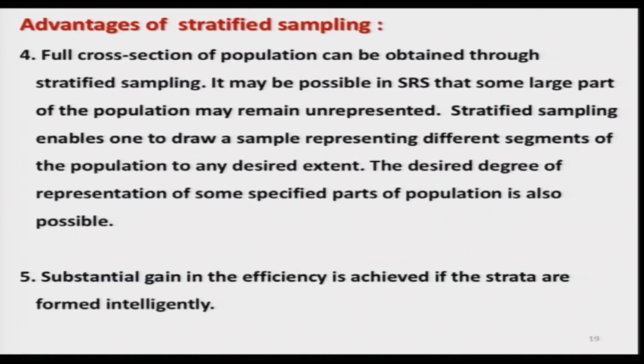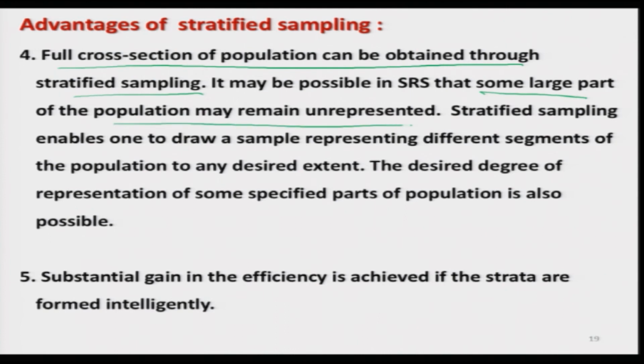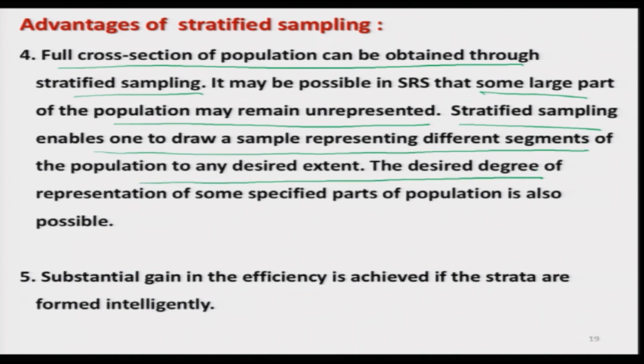And another advantage is that when we go for stratified sampling, the full cross section of the population can be obtained, because if you go for simple random sampling, it is possible that some part, or some large part, of the population may remain unrepresented. But in stratified sampling, you divide the entire population into different segments, into smaller groups, and then you take the sample from each subgroup or stratum.